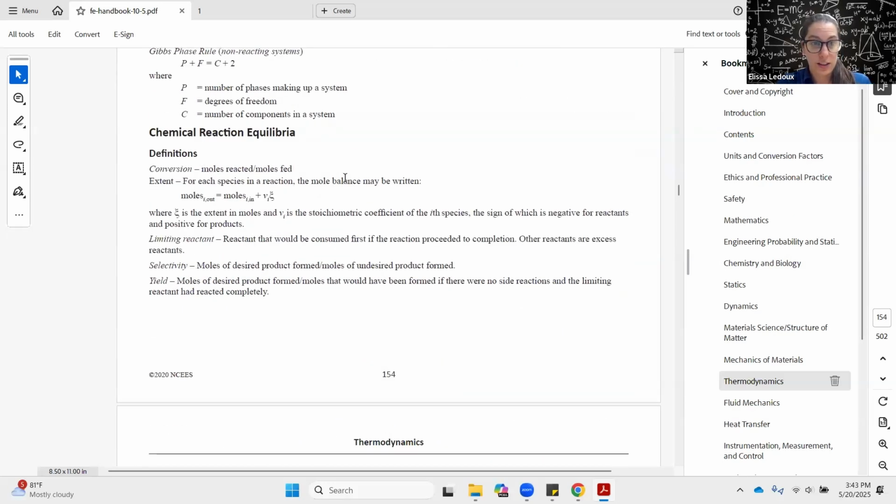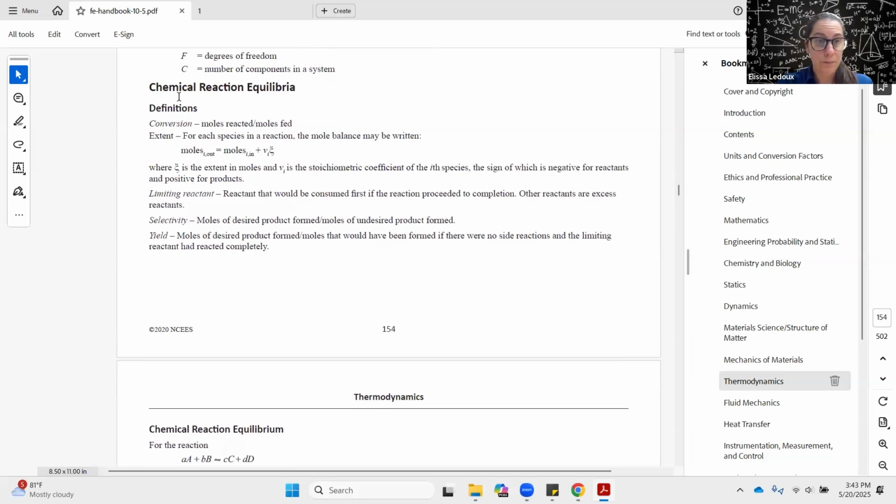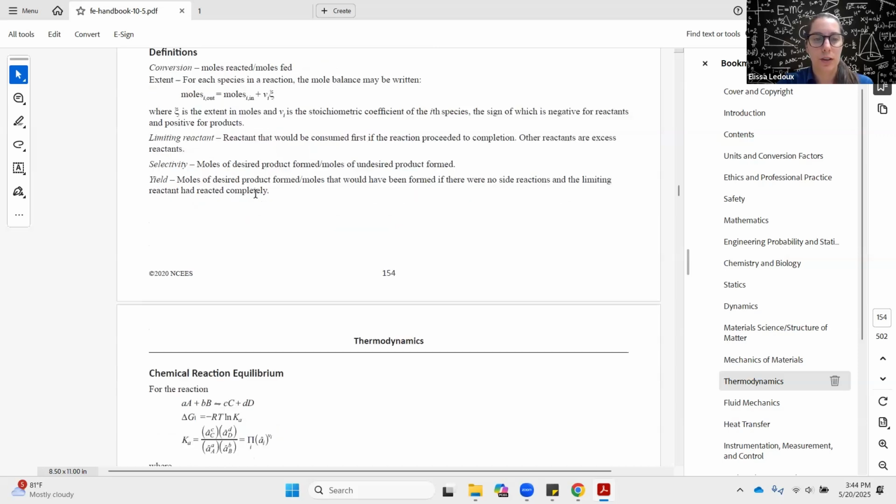Okay, chemical reaction equilibria, this one is important. So you will need to know the limiting reactant. This is what would be used up first in a reaction. So it's going to be on the left side because it's a reactant. So which one gets used up first? It'll be one or it'll be the other. Sometimes you have multiple reactants, but that's the one that will make your reaction stop when it runs out.